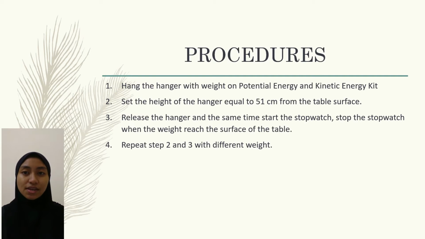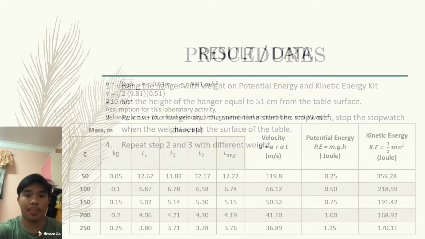Procedure: first, hang the hanger with weight on the potential energy and kinetic energy kit. Second, set the height of the hanger to 50 cm from the table surface. Third, release the hanger and at the same time start the stopwatch. Stop the stopwatch when the weight reaches the surface of the table. Fourth, repeat steps 2 and 3 with different weights.